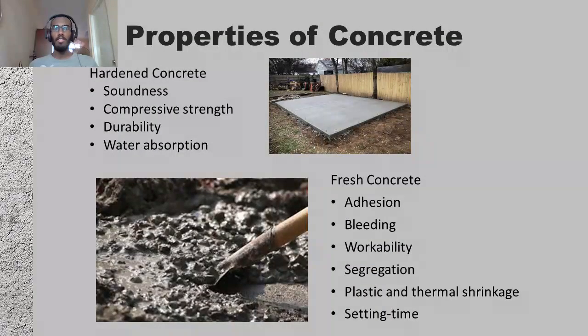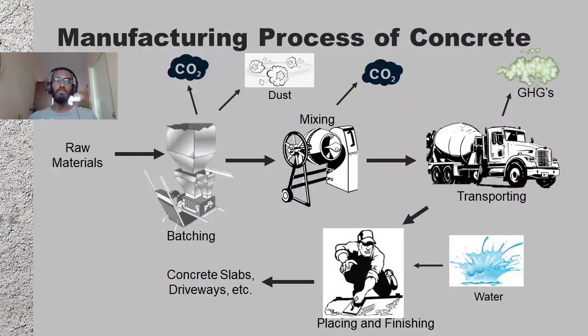Moving on to the properties of concrete. Concrete shows two states. One is hardened, which is used for the final purpose, and the other is fresh concrete, which is the state during pouring into molds and structures, after mixing and transport. Hardened concrete has soundness, compressive strength, durability, and water absorption. Fresh concrete has effective adhesion, bleeding, workability, segregation, plastic and thermal shrinkage, and a certain setting time depending on the mix of concrete.